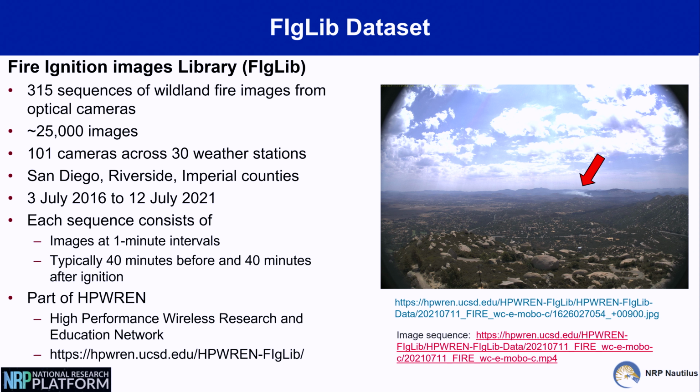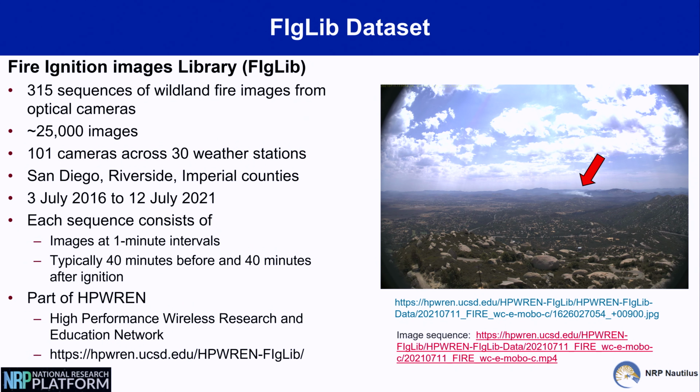So this data set has been curated such that each sequence has the ignition image and then 40 minutes worth of data before the ignition, and then 40 minutes after the ignition. So a human expert, namely Hans Werner Braun, for those of you who know him, actually went through and picked out, with the information that he knew about when the fire happened or when it was reported, the image where the fire started, the ignition. And then 40 minutes worth of data before that and 40 minutes worth of data after that constitutes a sequence in FigLib.